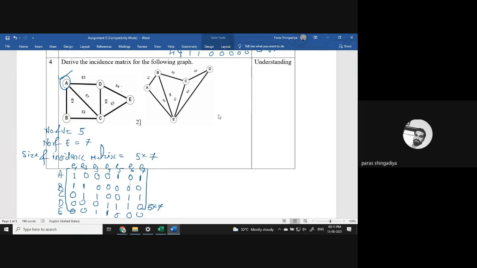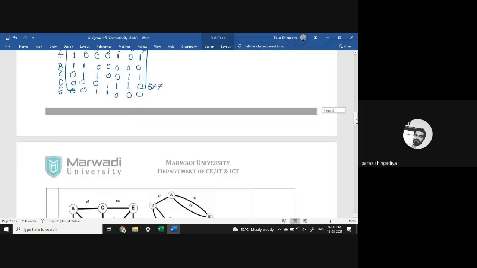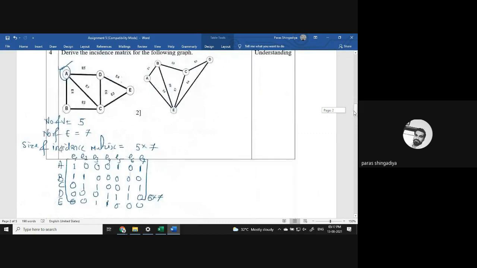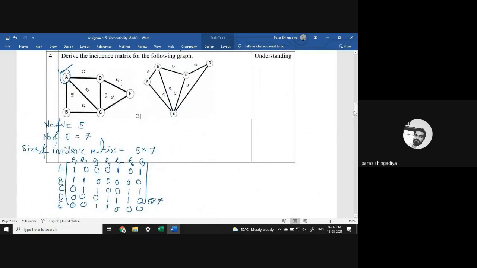Now do it for the second graph. Find the matrix for the second graph, and then the third one also. The third one is given here. So just try it for the second, and then we'll check the third one.